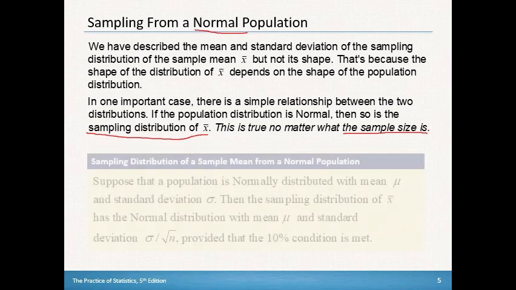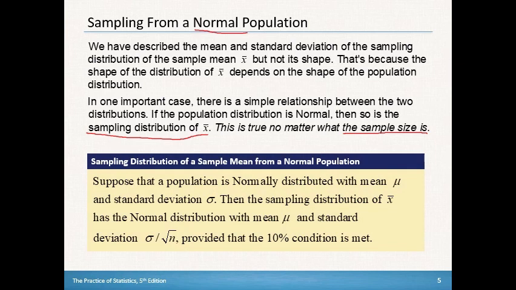Okay, so let's pull it all together then. What does this mean? That means basically 3 things. If we are sampling from a population which is known to be normal, then we know that our sampling distribution, that's the distribution of all possible samples, will be normally distributed as well.